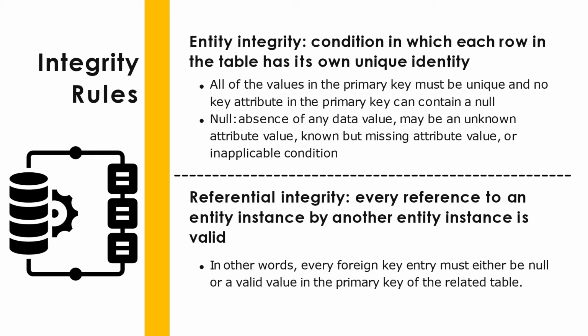The other integrity rule is referential integrity, in which every reference to an entity instance by another entity instance is valid. In other words, if you check the foreign key entry, it must either be null or there is a valid value that references a primary key of the related table. Let's take a look at an example.